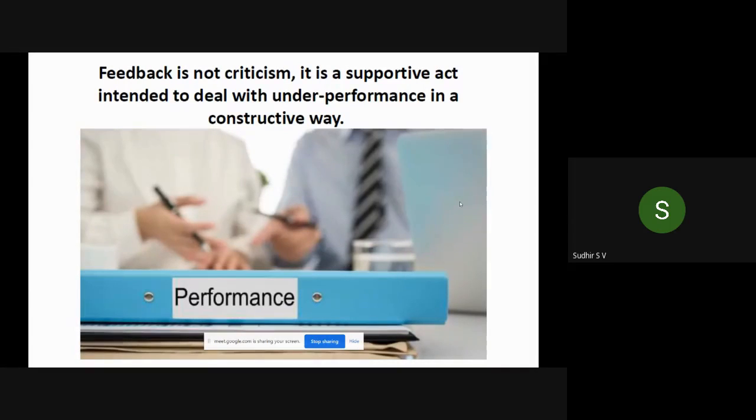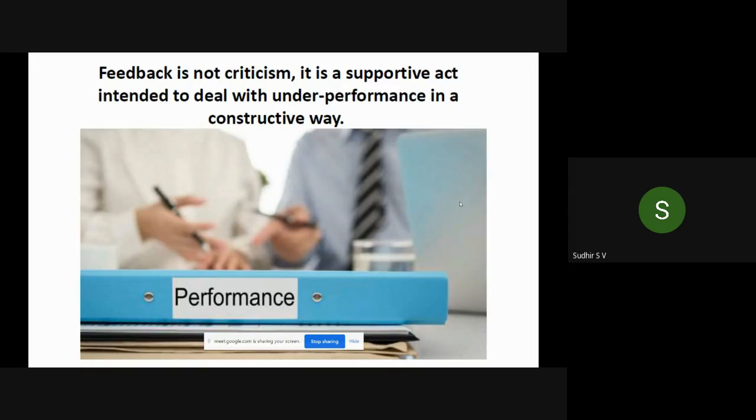Feedback is not criticism. It is a supportive act intended to deal with underperformance in a constructive way. Right? The example of the HOD calling a teacher and saying, "Hey, your students do not like your teaching. You're a bad teacher." Now, that's a bad way of presenting it. Right? If only the HOD had used tact, spoken nicely, started off in a positive way, done all the right things, he could have communicated it much, much better.